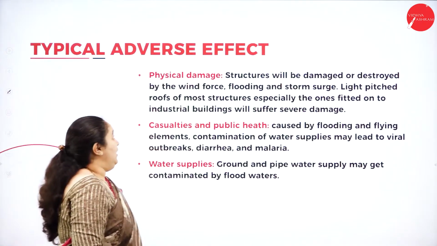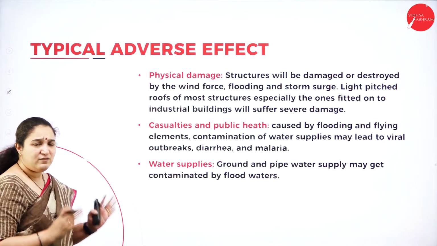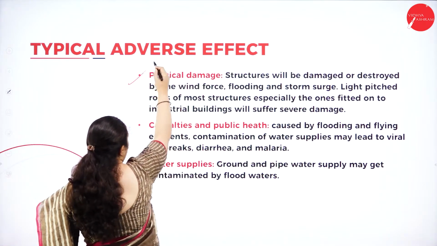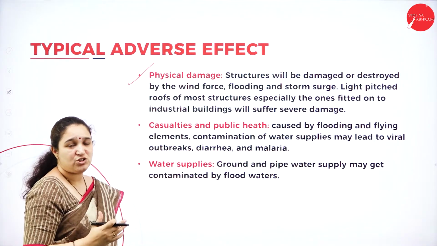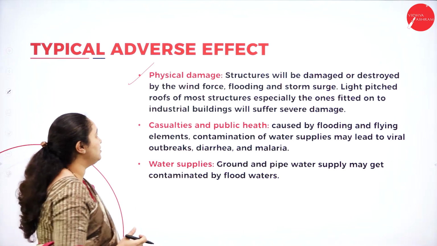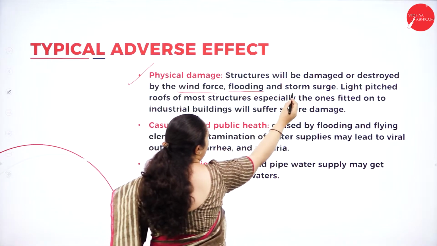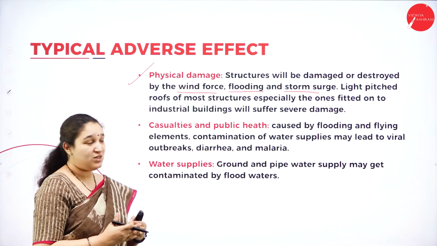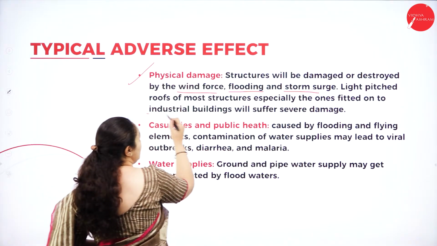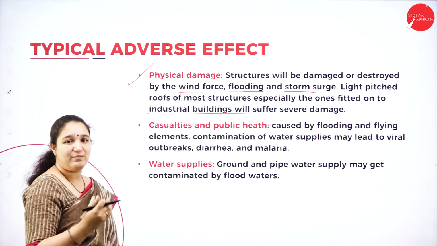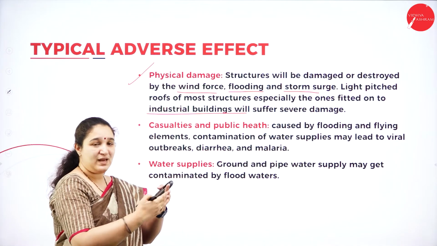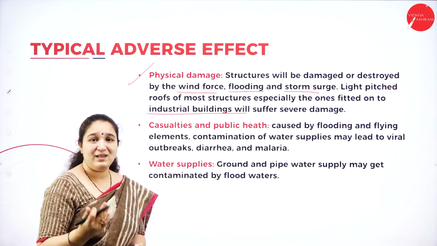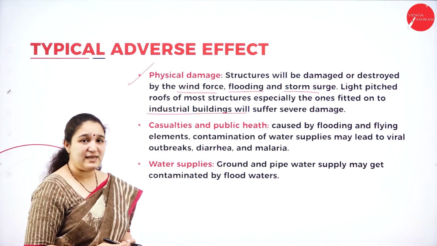Okay. Next is the typical adverse effects of cyclone. The first adverse effect, if we see, is physical damage. Physical damage to the structures. The structures will be damaged or destroyed by the wind force, flooding and storm surge. Light pitched roofs or most of the structures, especially the ones fitted in the industrial buildings, will suffer severe damage. You can see, we have seen sometimes the roof is just flown off. Okay, it is just going with the wind. All that will happen during a cyclone.